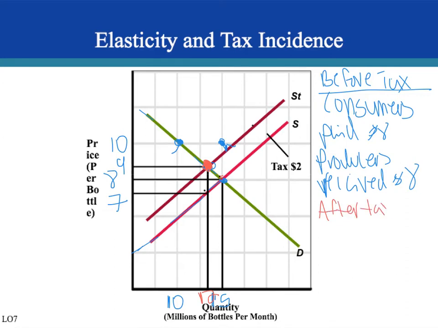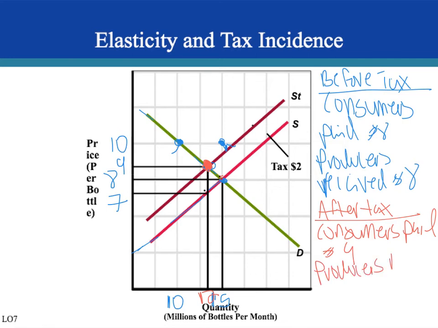After tax, consumers paid 9, and producers received 7. Because yes, the producer charged 9, but $2 of that is going to go as a tax. So producers receive 7, so both the consumers and producers bore the burden of the tax.